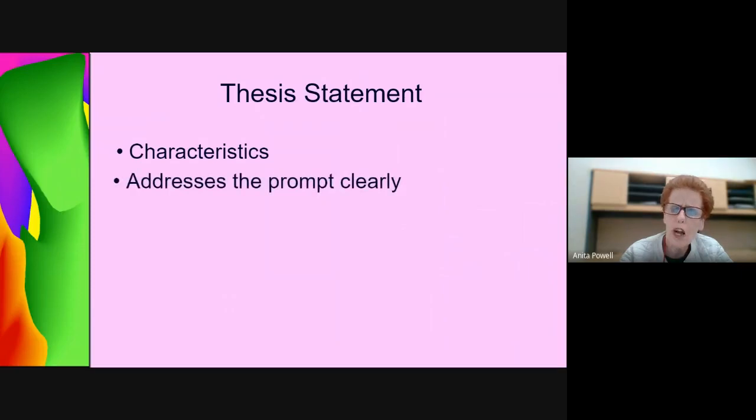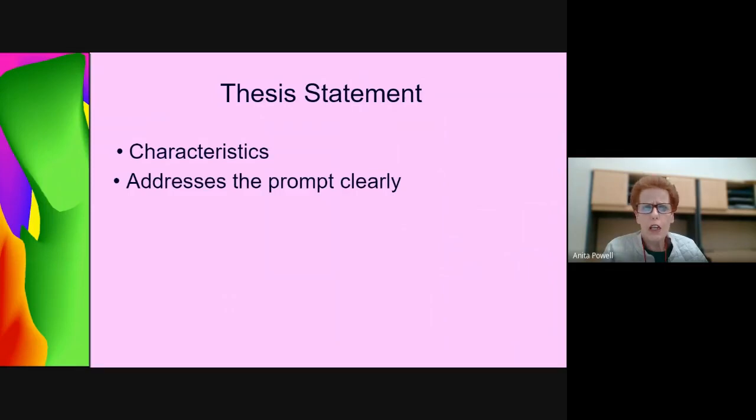They address the prompt clearly, and that is essential on the STAR test. It's always very important when you're writing your essay for the STAR test that you mention part of the prompt in your thesis statement. The prompt is dealing with, do you believe that students should be required to take a test in order to graduate?